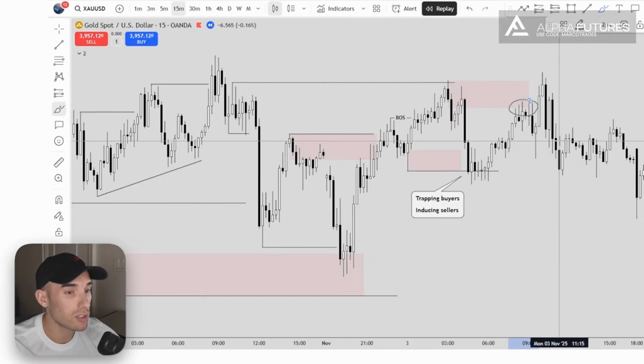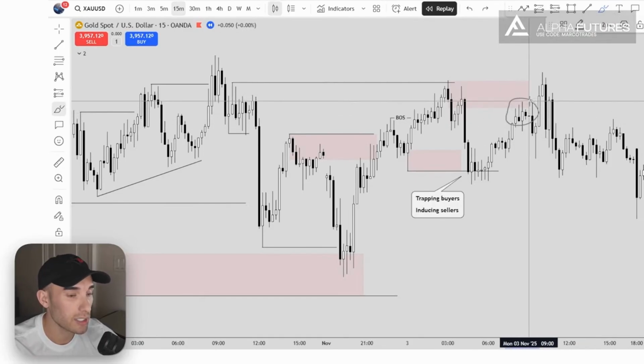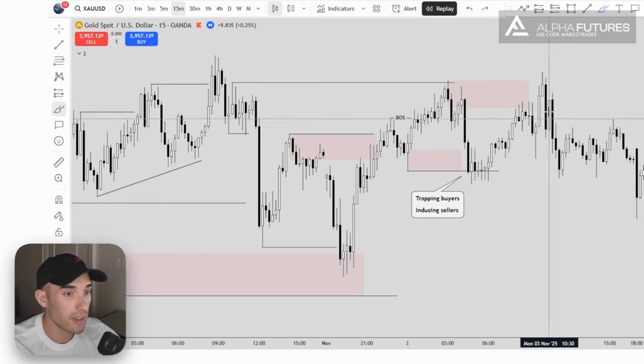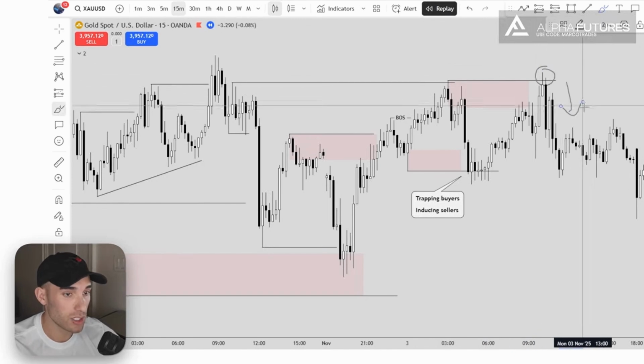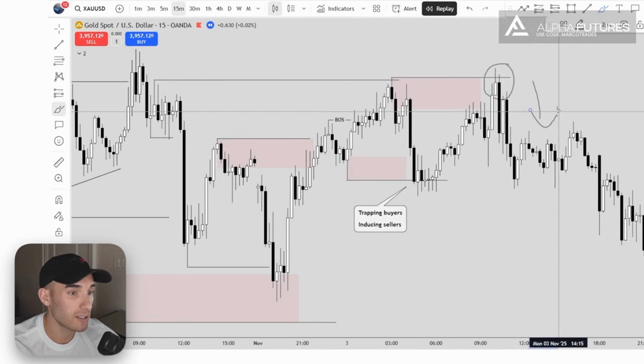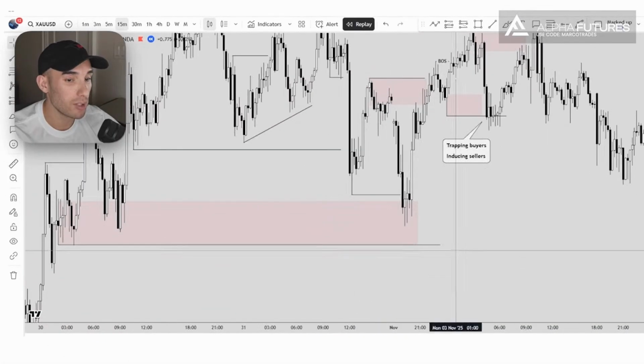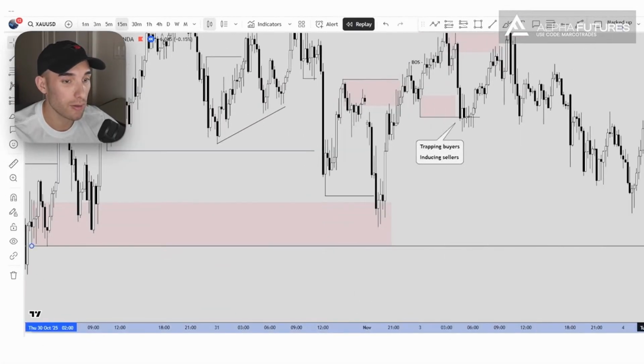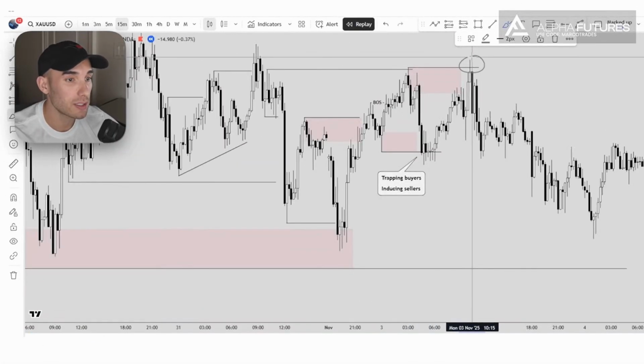This is all done on purpose. Okay, so we get that reaction at the high. We allow sellers to get in the market. Okay, then it pushes up and traps. There you go. Now sellers are trapped. This is when you want to start looking for sells back down to the downside. We have liquidity built all the way at the lows. We'll drag this over. Sellers have now been trapped.